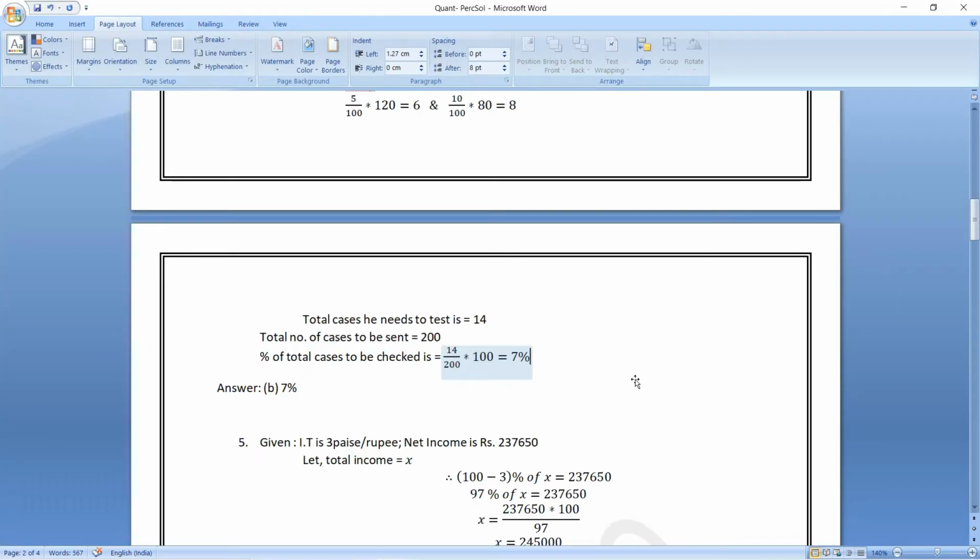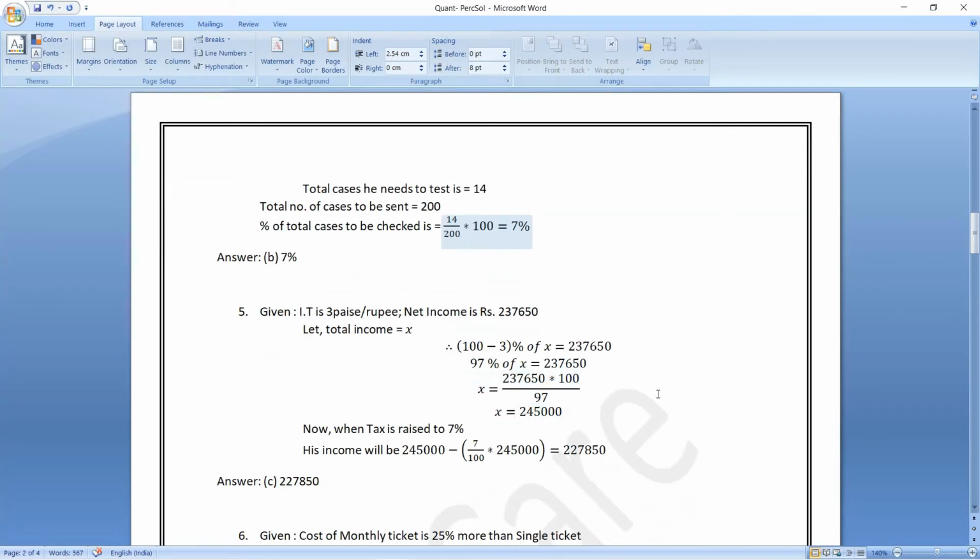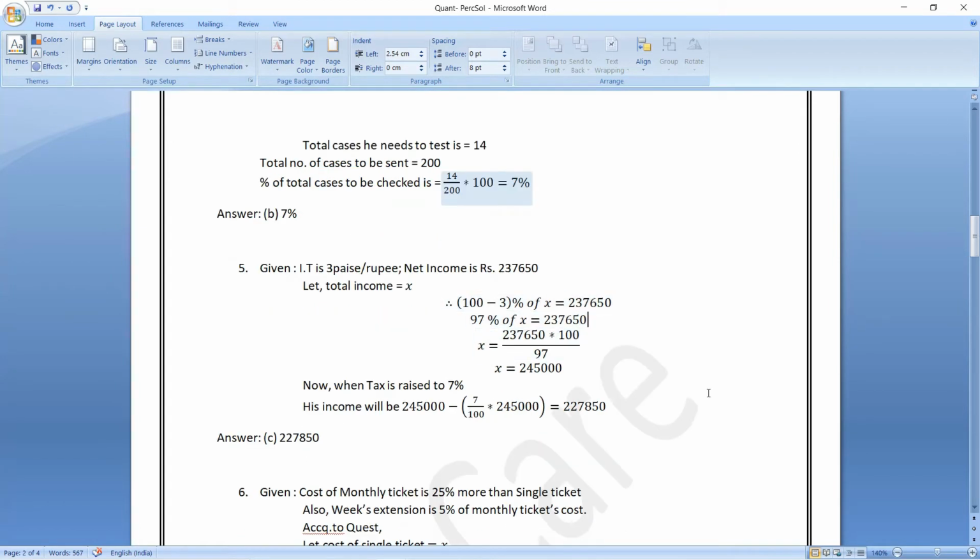Now what we have done is, we have written down what's given in the question. Then I have taken the total income to be X. So converting the paisa into percentage, we have 3 paisa income tax. So the percentage is 100 minus 3, or 97% of X. X means the total income. So according to the value, we have 97% of X equals 2,37,650, which is his net income after paying tax. So first we will find out his total income.